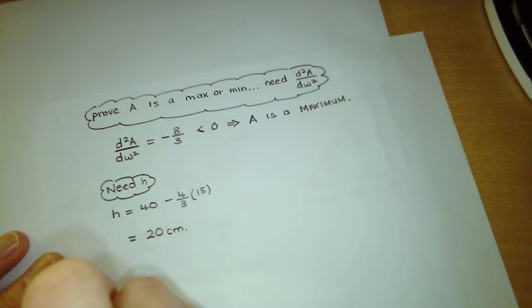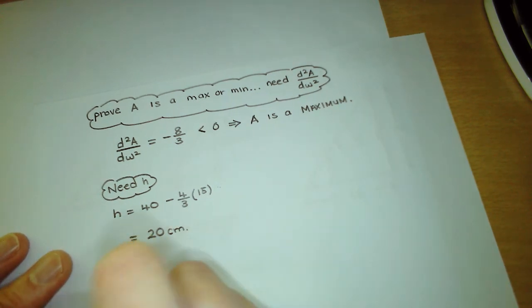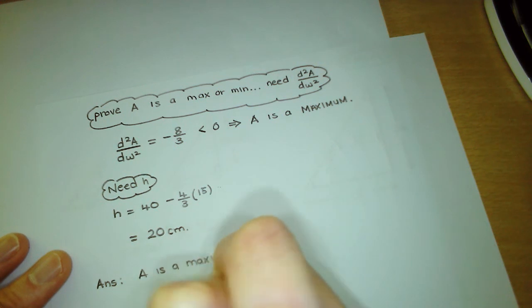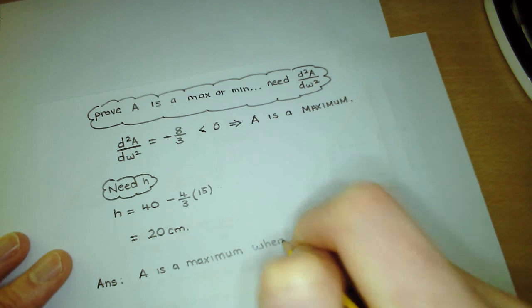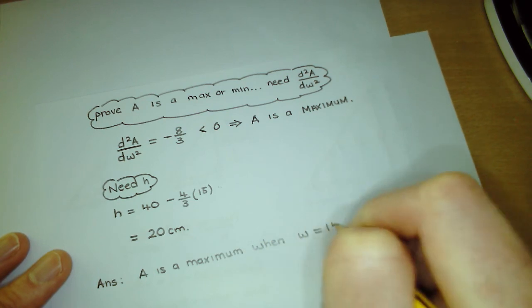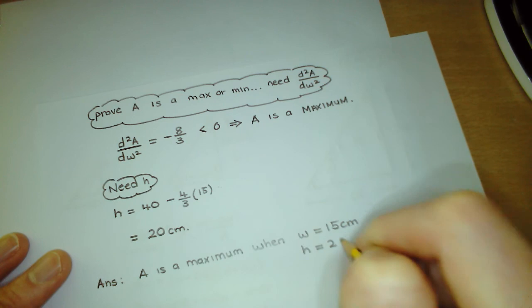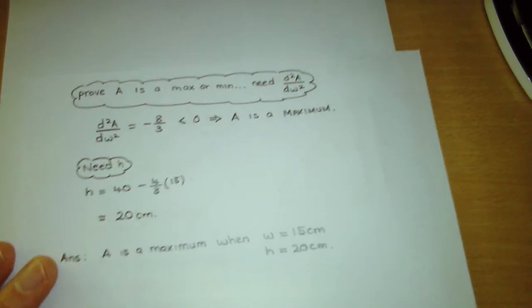Okay, so answer, A is a maximum when W equals 15 centimeters and H is 20 centimeters. So we've just found the dimensions of the rectangle.